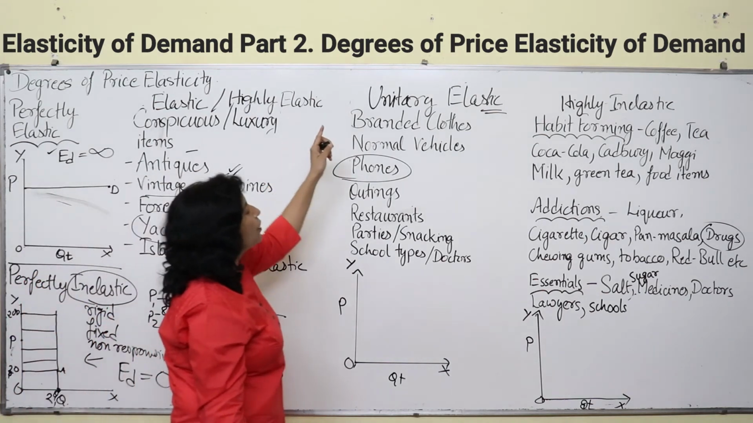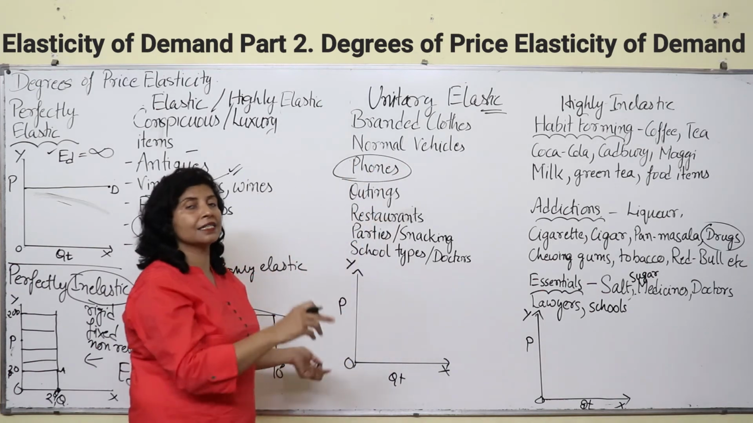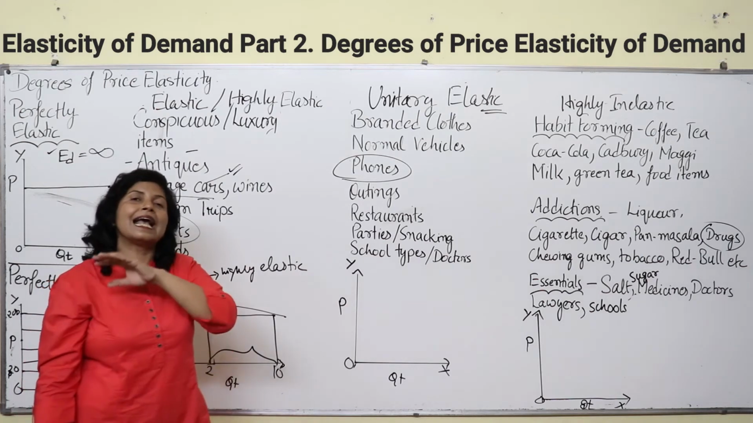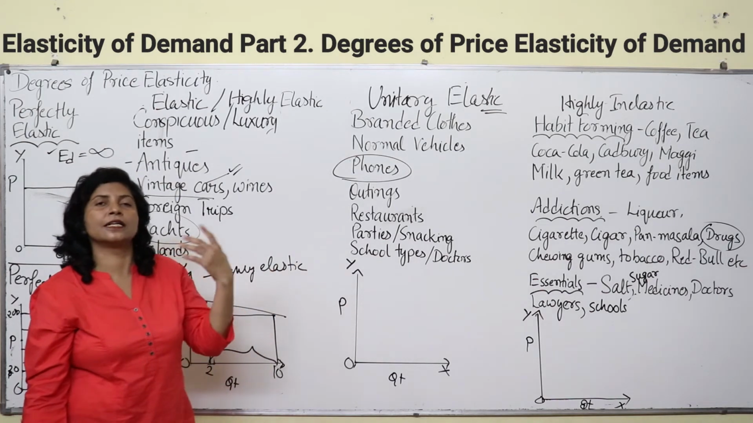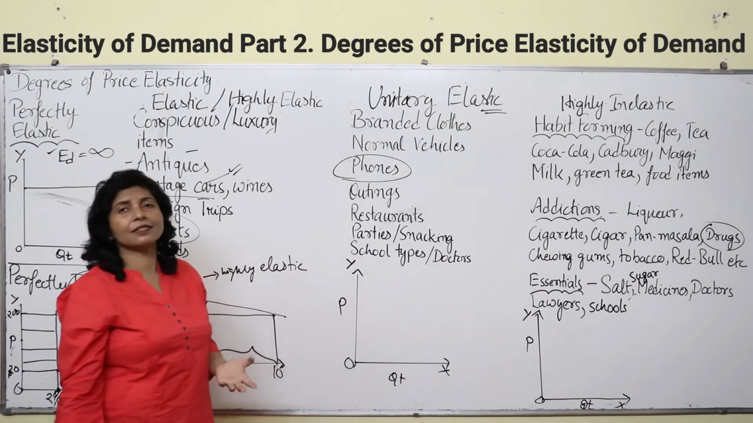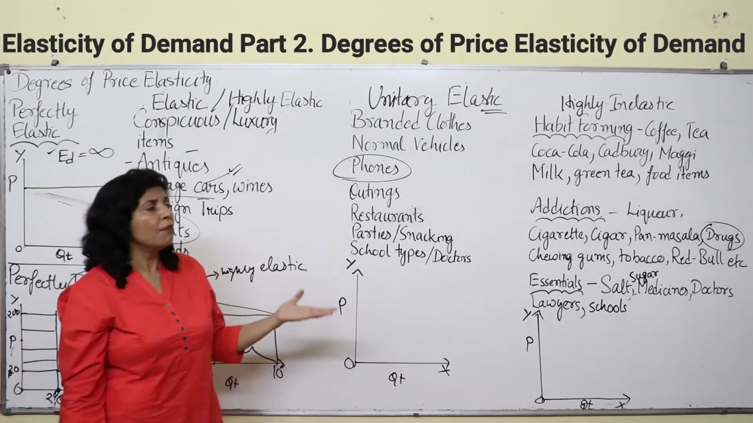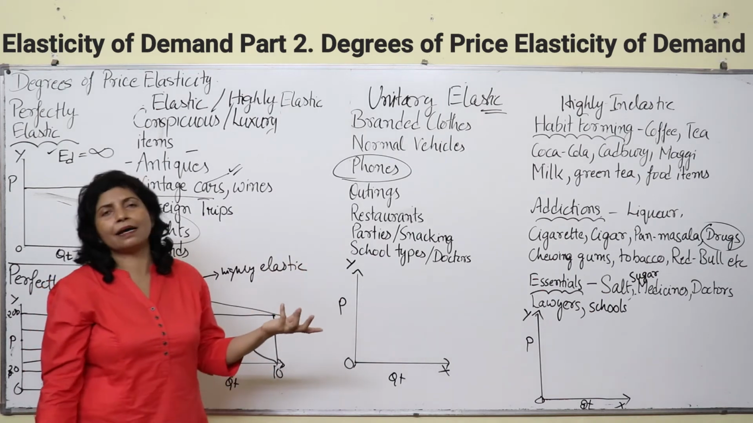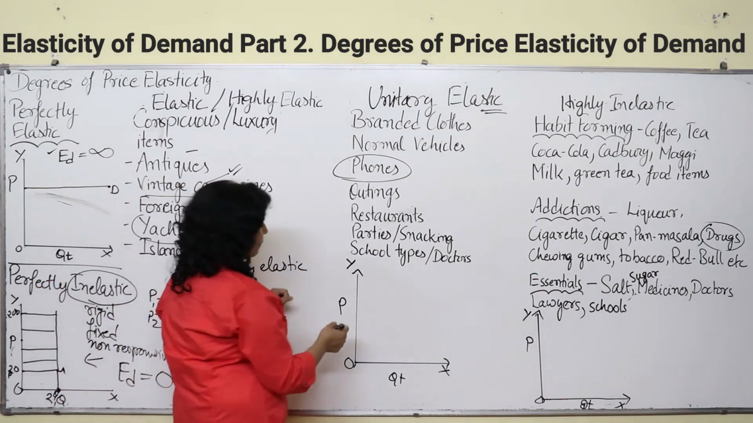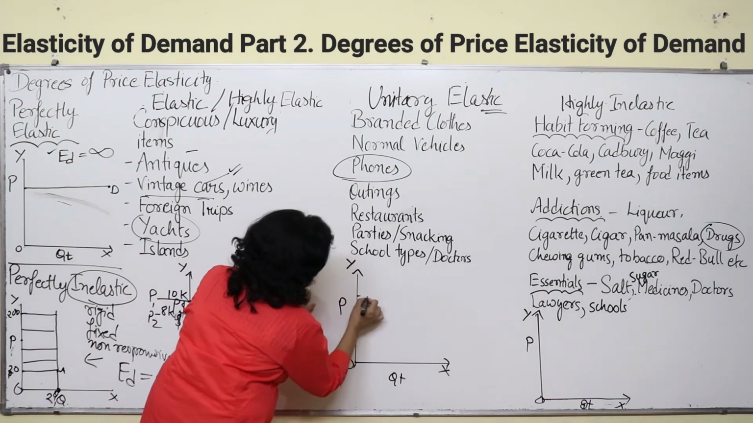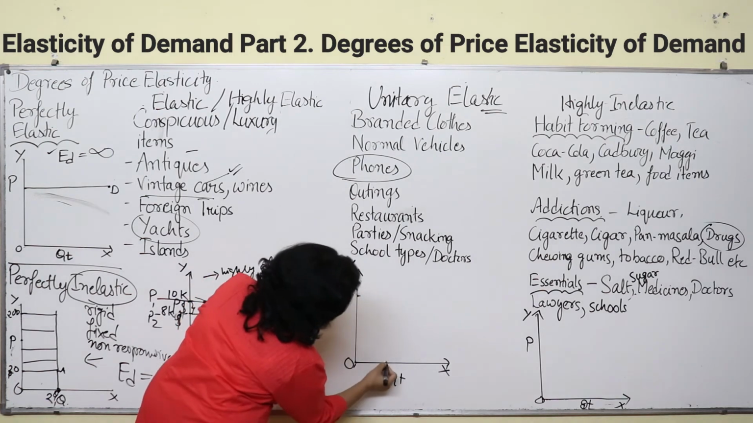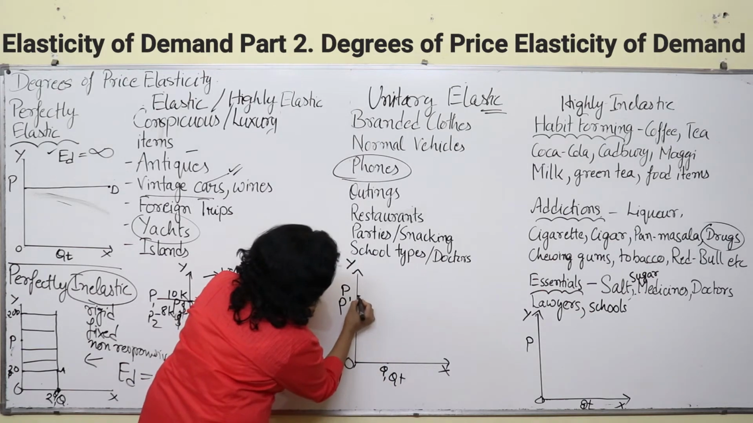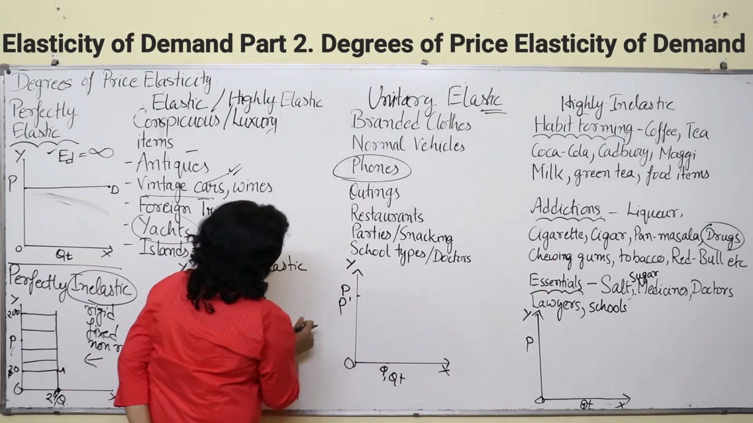Okay, then here is unitary elastic. In unitary elastic, what happens? The proportionate change in quantity demanded is exactly equal to the proportionate change in price. And this type of elasticity is also difficult to find because the percentage changes are usually different, maybe by minor amounts only. So here, initially the price is P1 and the quantity demanded is Q1.